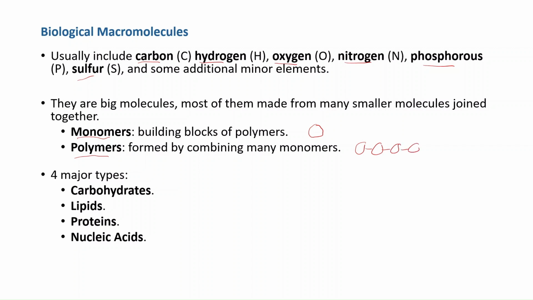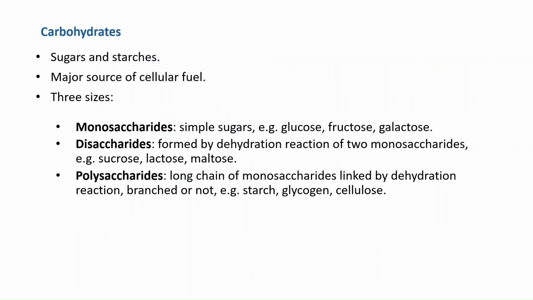There's 4 major types of macromolecules. You have carbohydrates, lipids, proteins, and nucleic acids, and we're going to have a very quick look at all of them. Carbohydrates refers to sugars and starches, so they're a major source of fuel for the cells. Not only major, but I say it's immediate. If you eat sugar, it doesn't take very long. You need a pick me up, get a candy bar, right away, you feel better.